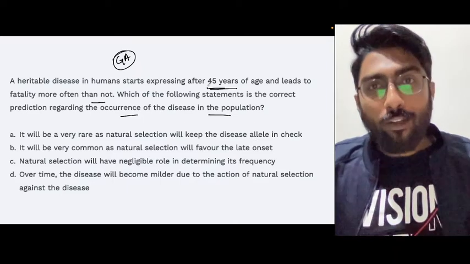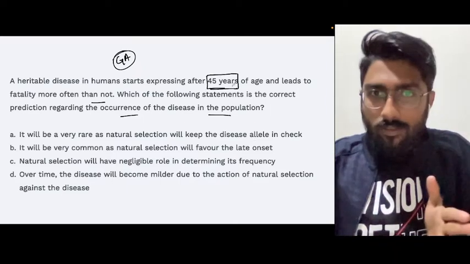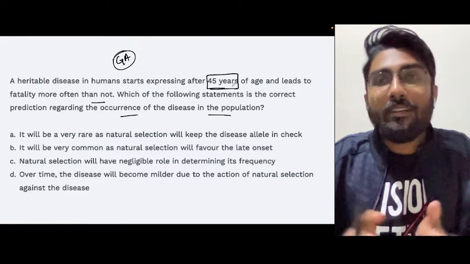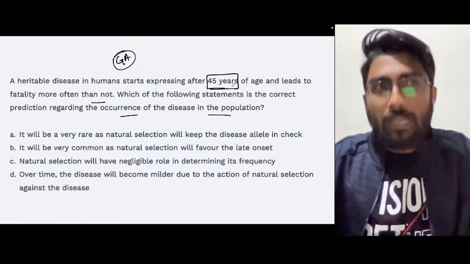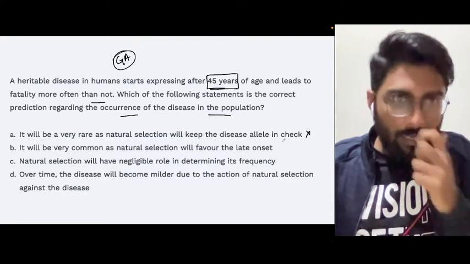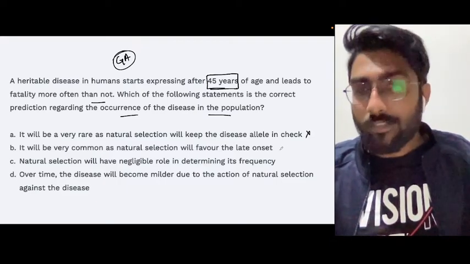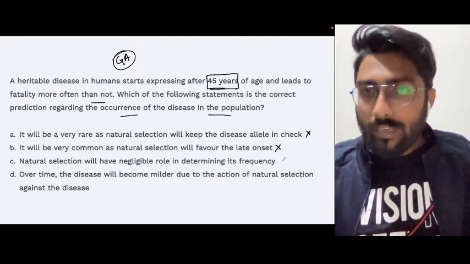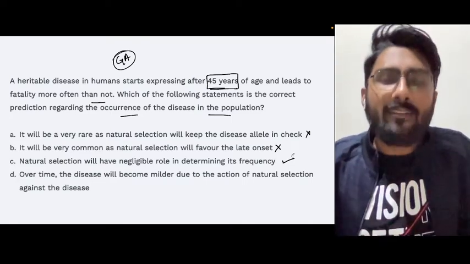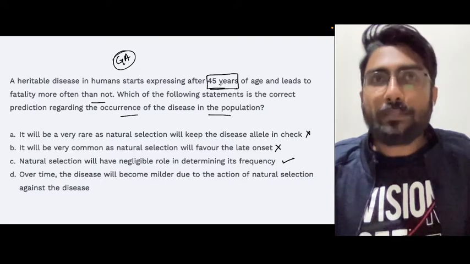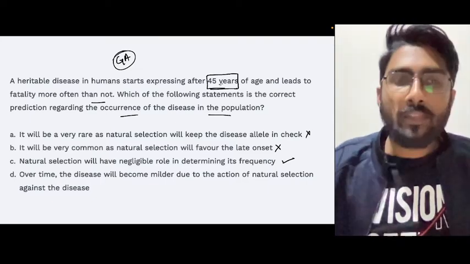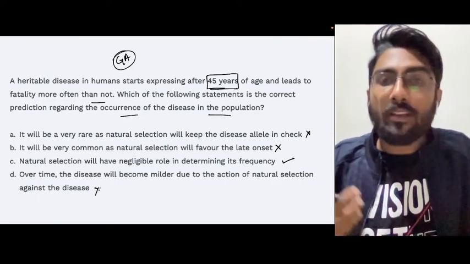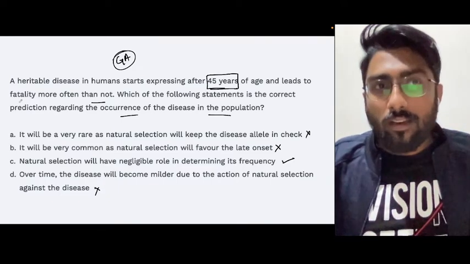No. After 45 years, the reproductive years are crossed, right? The middle years are crossed. So after 45 years, natural selection will not work. Natural selection generally selects alleles which are fit for reproduction. So it is a wrong statement. It will be very common as natural selection will favor the late onset. No, natural selection will not favor the late onset. Natural selection will have a negligible role. Yes, because natural selection will not have any job when the allele is passed to the next generation, the genes are passed to the next generation. Over time, the disease will become milder due to the action of natural selection against the disease. No, natural selection will not act against the disease because it is causing more fatality.